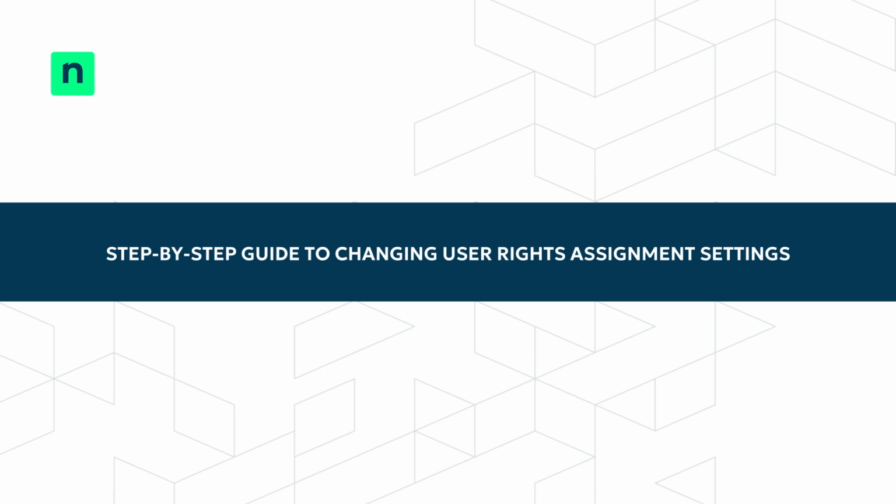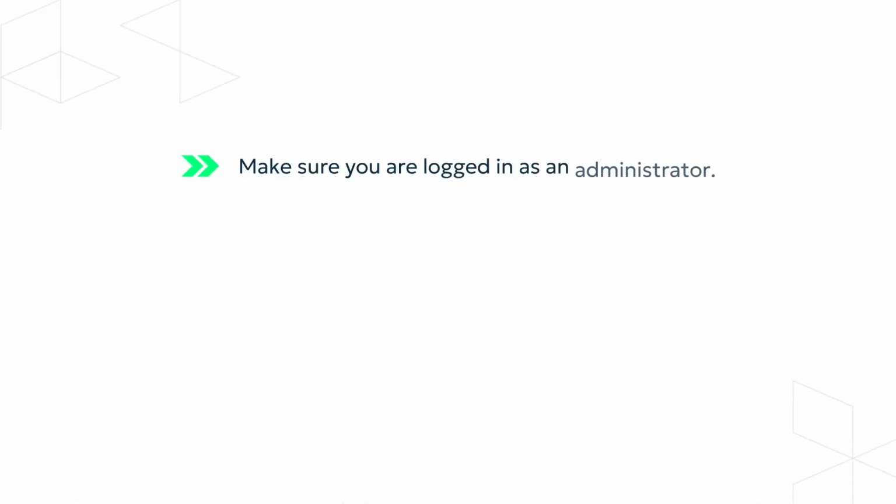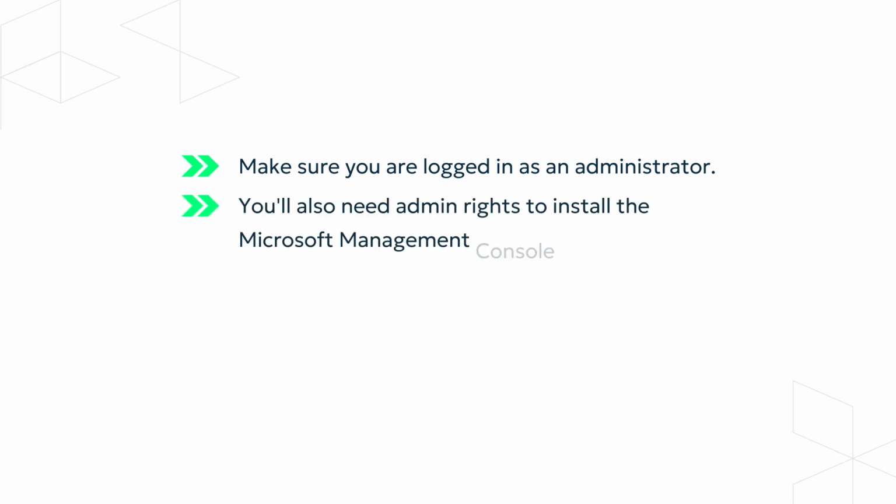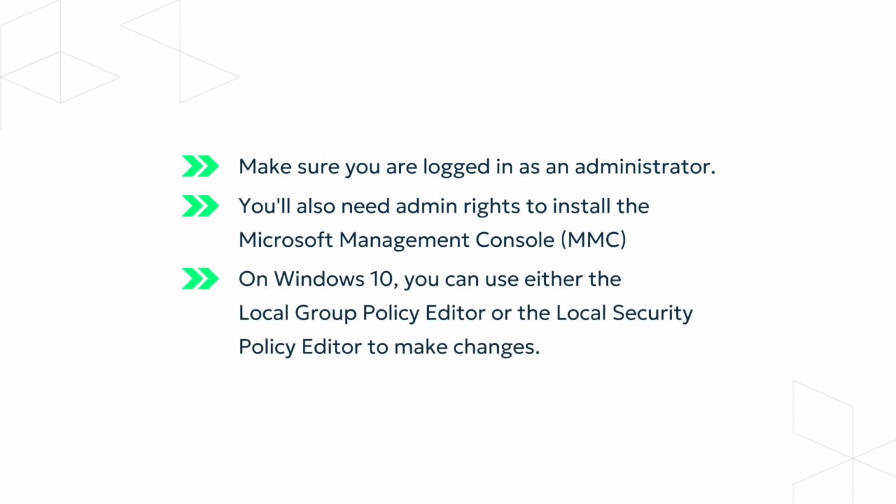Step-by-step guide to changing user rights assignment settings. There are two ways to change the user rights assignment settings. But before that, make sure you are logged in as an administrator. If you're updating group policies on a domain controller, you'll also need admin rights to install the Microsoft Management Console, MMC. On Windows 10, you can use either the local group policy editor or the local security policy editor to make changes.